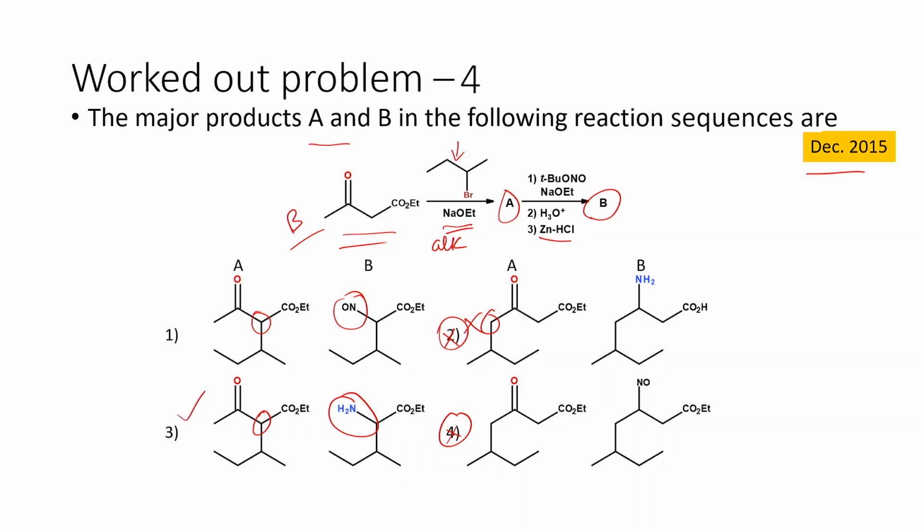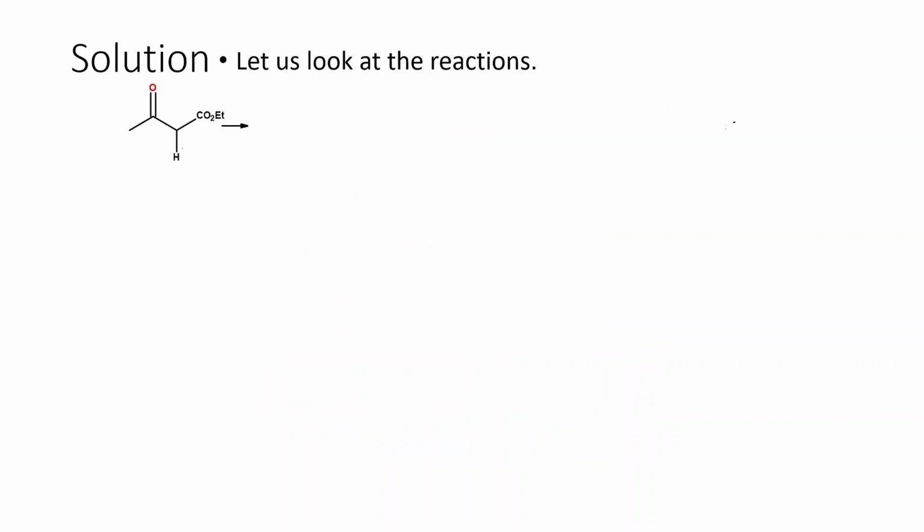So this is without looking at the reaction mechanism. We are just trying to guess what could be the probable things possible. And if we look at the mechanism, that will confirm whether what we have identified as the right product is the right one or not. So let us look at the individual reactions.